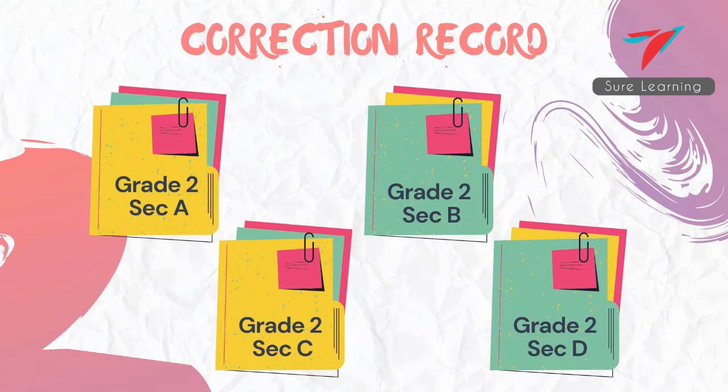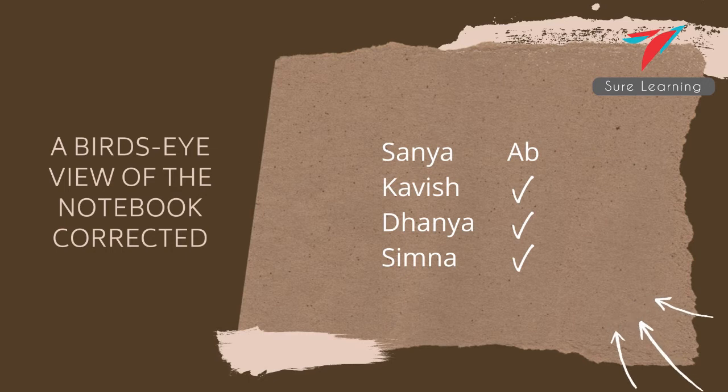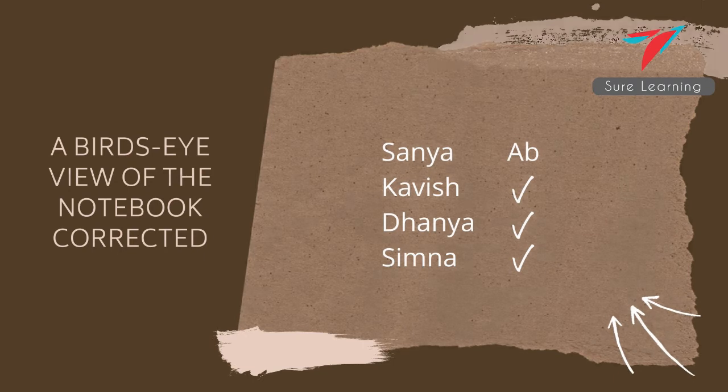Maintain a correction record for all your classes. If you teach in 4 sections, then prepare a separate correction record for all 4 sections. As you correct the books, give a tick mark or write AB in the sheet if the child is absent. This will help to give a bird's eye view of the notebook correction.